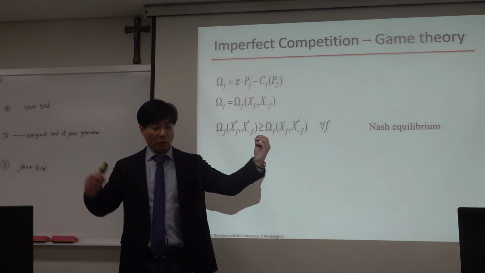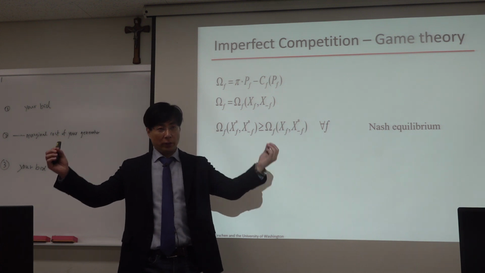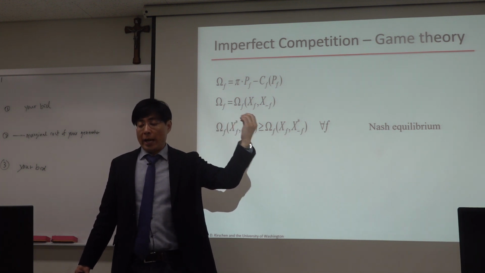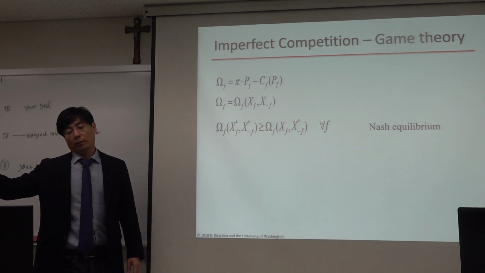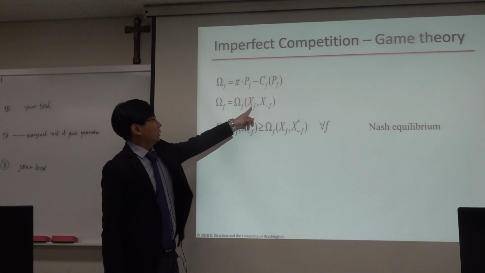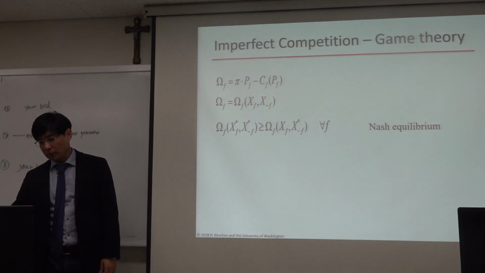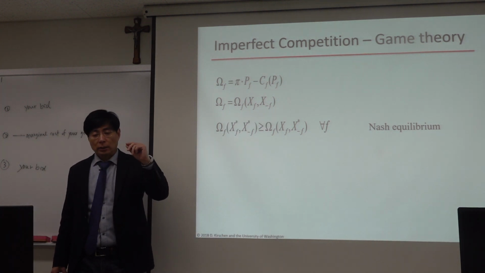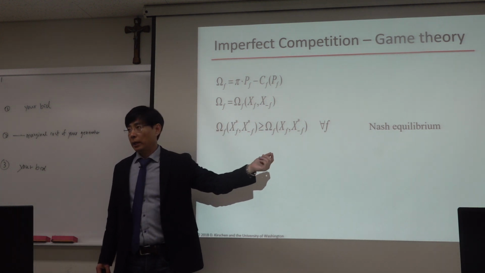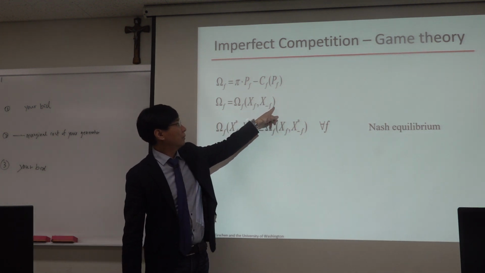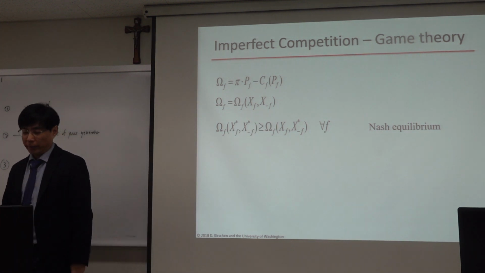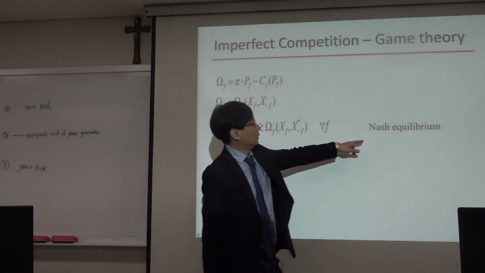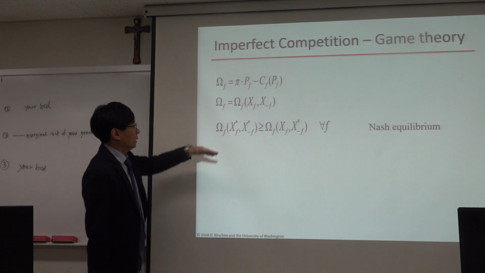So either price or quantity affects each other. Your price can be your action, or your generation quantity can be your action. Anyway, this x_f is a generic term, so your action. And x_-f means the actions from all other players. This minus f notation is very common in game theory. All others except me. And the Nash equilibrium mathematically means this inequality.